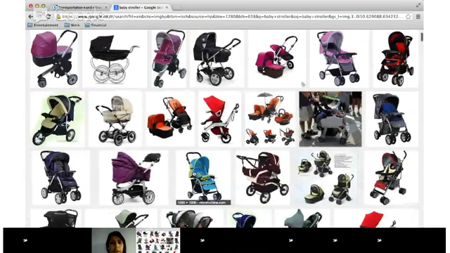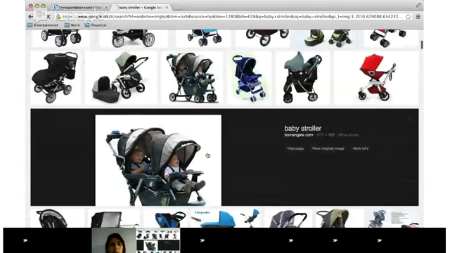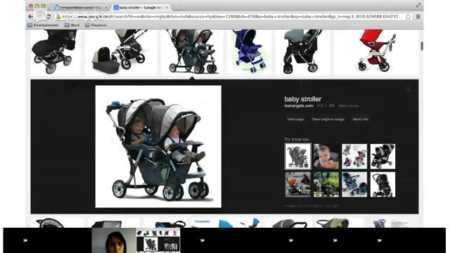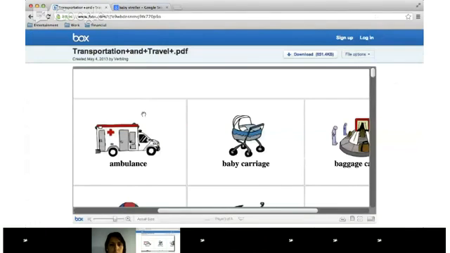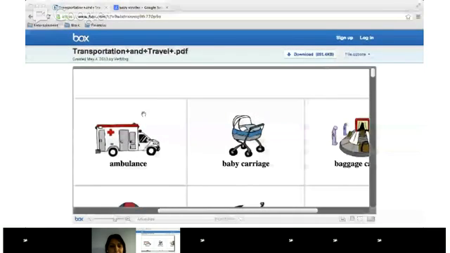You also have tandem ones as well. Okay, so go ahead, Amanda. Go ahead and use the word baby carriage in a sentence. New word. Okay, use the word baby carriage in a sentence. I need help, teacher. Okay.